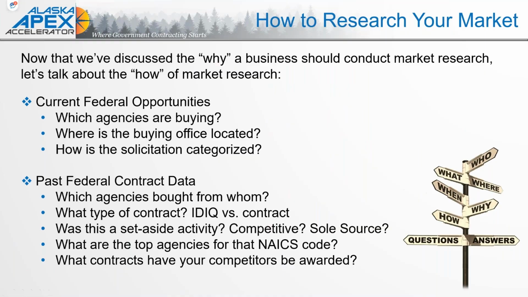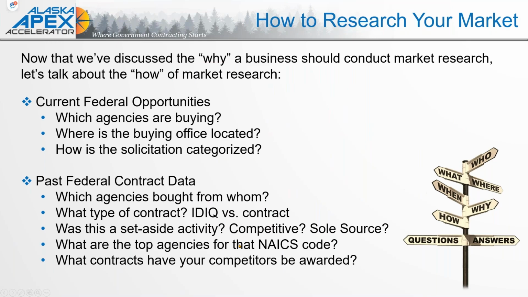All right, for past federal contract data, again, this has been there, done that, which agencies bought from whom, what type of contract, how was the set aside, how was the contract competed? Was it a sole source? Was it a small business set aside? The nature of the contract, some sort of indefinite delivery, indefinite quantity, multiple award contract, or just a single purchase order, single definitive contract. So that contract type, how was it bid?